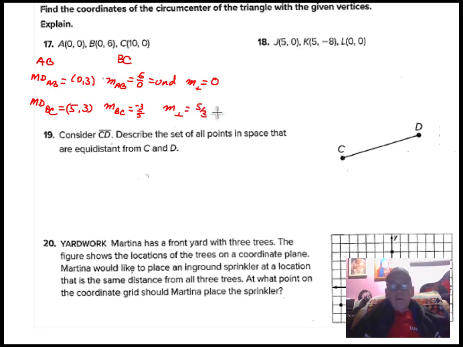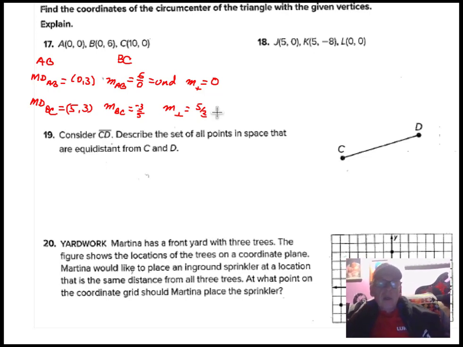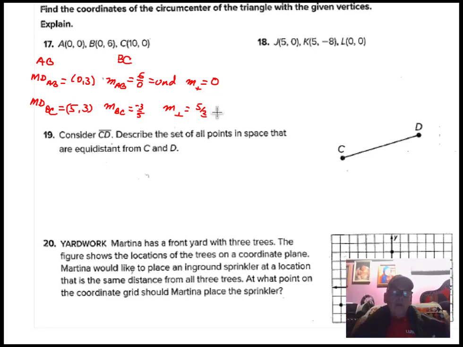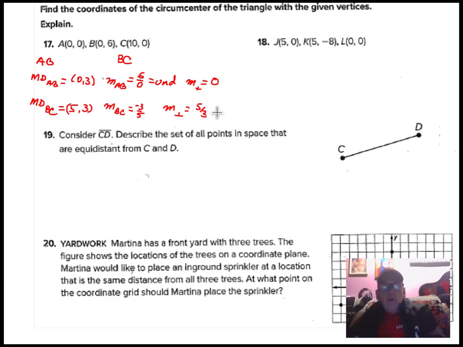So what we're looking for is a line, say for BC, the perpendicular bisector, which is going to go through (5, 3) with a slope of 5/3. So we've got a point and a slope. Let me continue this down here. So we're going to do BC first.